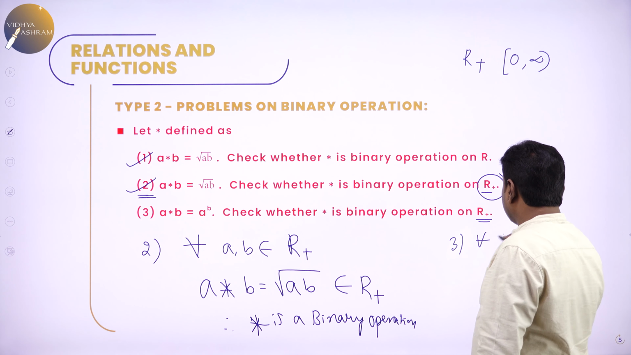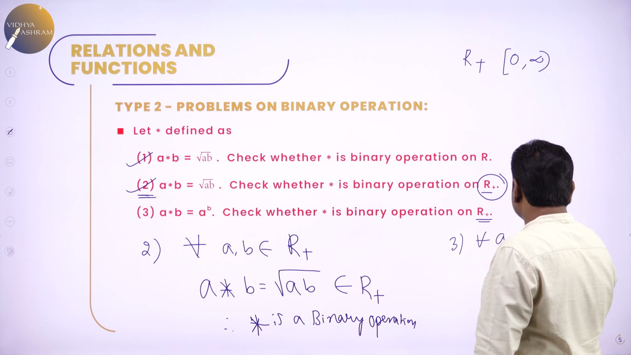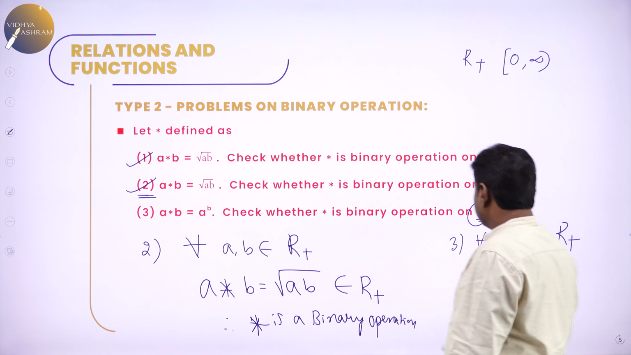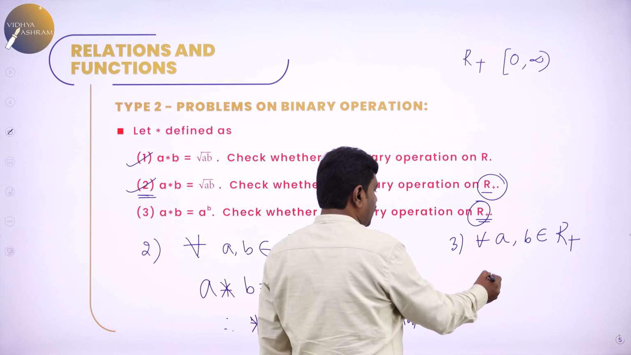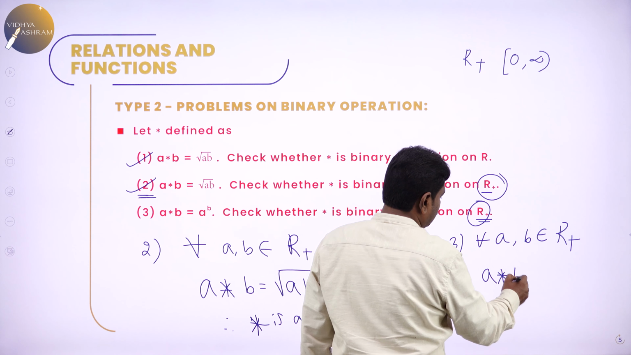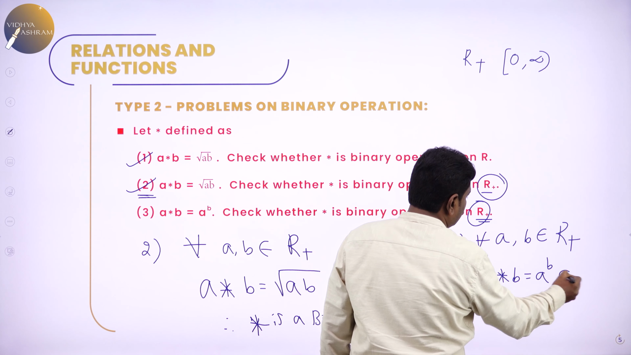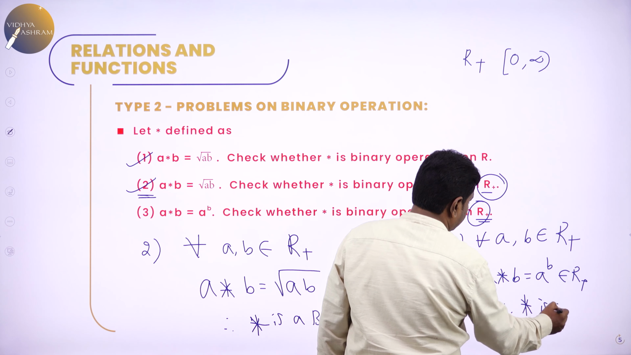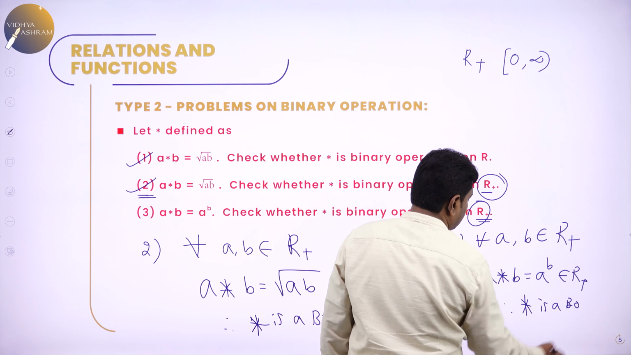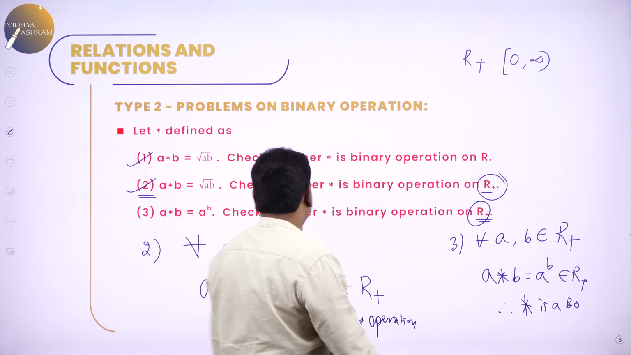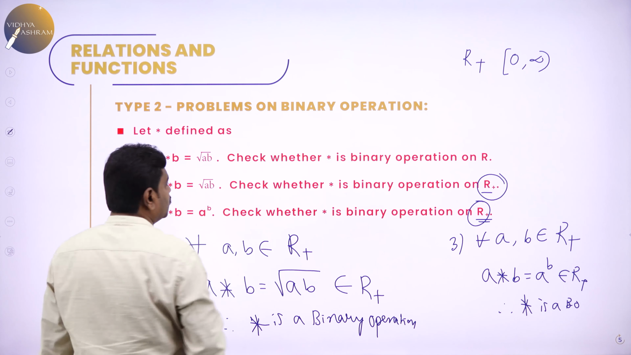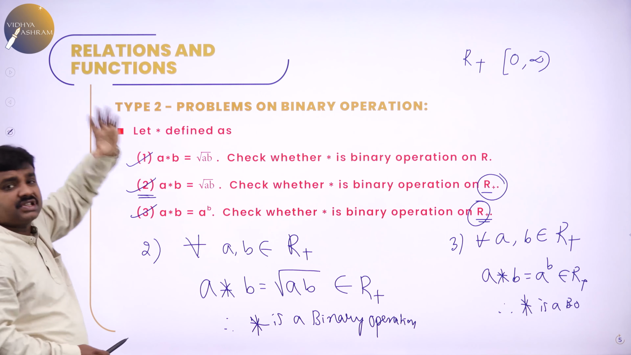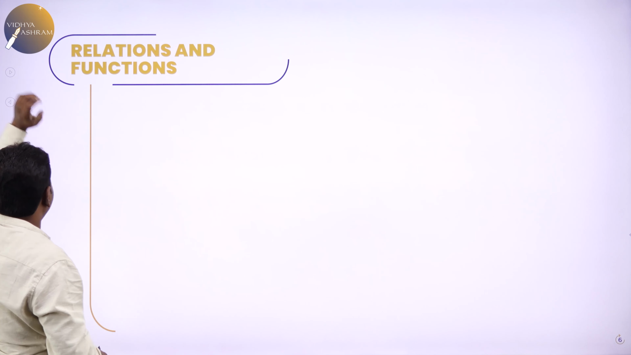So we take for all A comma B belongs to the given set. What is the given set? R plus. I took the given set. I will perform A star B. What is A star B? They gave A power B. So it also belongs to R plus. Therefore, star is a binary operation on R plus. So we have done the third one also. Like this, if you are thorough with the number system, then you can solve the problems.